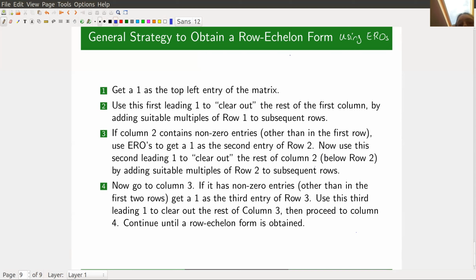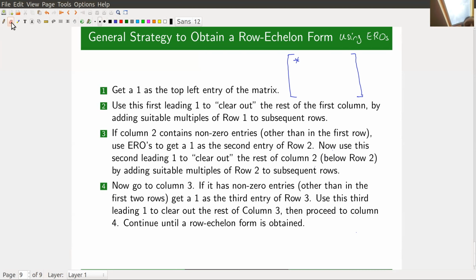So at the start, typically your matrix will have just some entries, and they can be anything. First step is to get a 1 as the top left entry of the matrix. So get a 1 into this position. Of course, the only case where you won't be able to do that would be if column 1 is already full of zeros, which would be an unusual circumstance. If that happens, just move on to column 2. But if column 1 is not already full of zeros, you can get a 1 in the top left entry of the matrix.